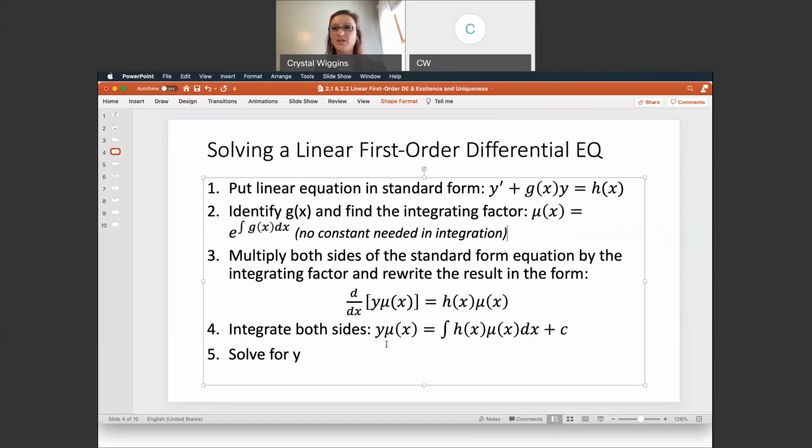It doesn't really matter in the grand scheme of things, but eventually you're going to have to solve for y, so it makes sense to have the constant already on the other side. And you don't need two constants in one equation, which is why we don't need a constant on the left and the right.